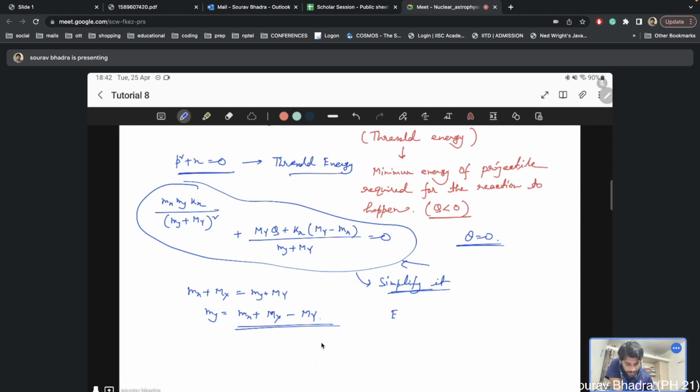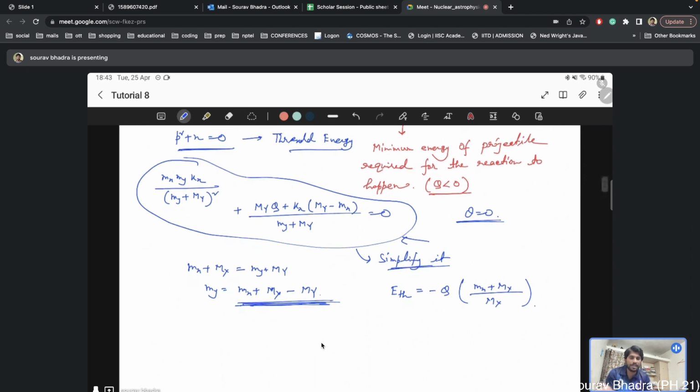Okay, so you will get that E threshold will be minus q times mx plus capital Mx by capital Mx. Don't get confused, because in the class material the E threshold expression was different, but the value will be the same. I have just substituted this exact thing. If you substitute this capital Mx plus small mx in terms of capital My plus small my, you will get that expression also. That type of change you can always do. So both of these expressions are exactly similar.